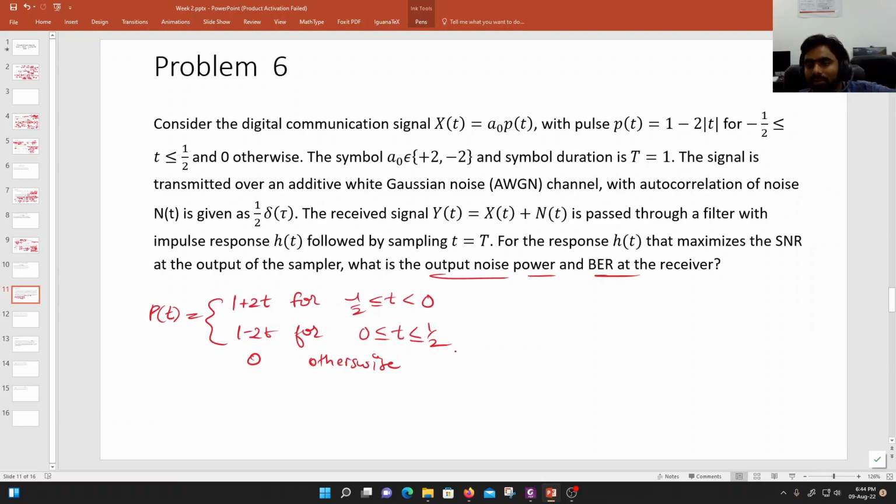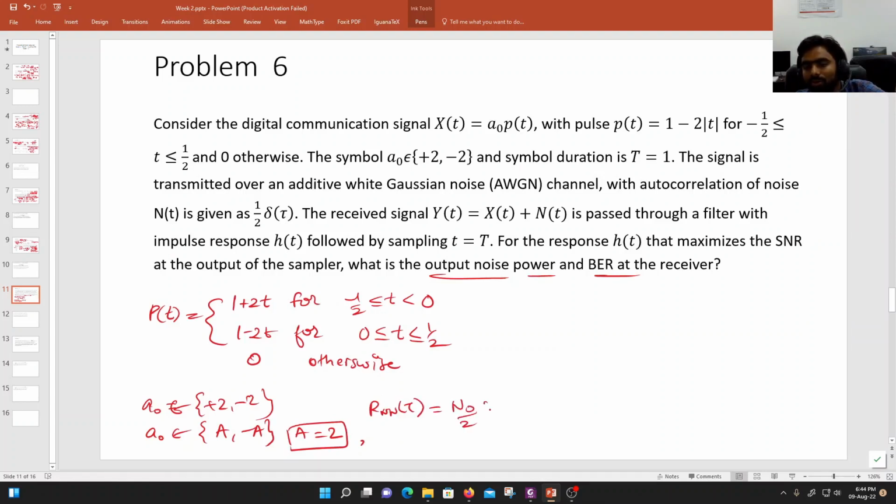Okay, you can also draw that signal, but I am not drawing it because I need the output noise power and BER. A naught is given as belonging to plus 2 and minus 2. Compare it with the generalized form, so the value of A would be 2. And the third important thing, the autocorrelation, that is N naught by 2 delta t, is half delta t. So now N naught is 1. These are the given things.